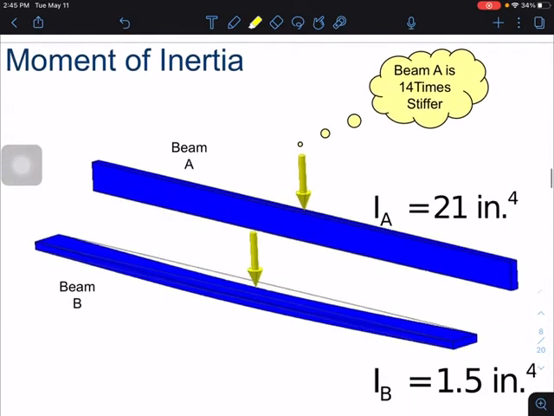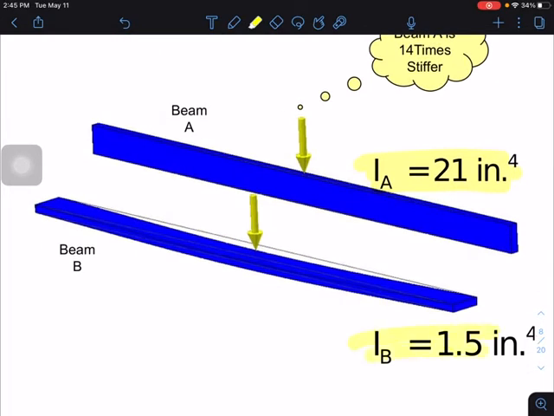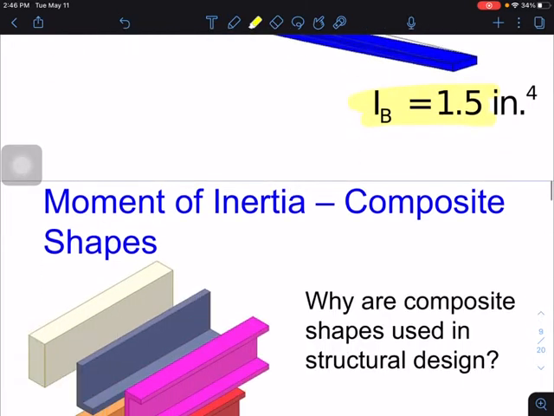So when we compare them, in the joist position, the top one, the moment of inertia is 21. In the plank position, the bottom one, the moment of inertia is 1.5. So in the joist position, beam A is 14 times more stiff than beam B.